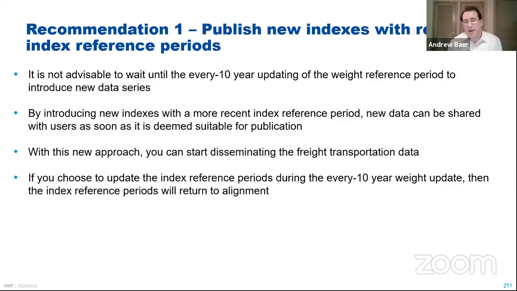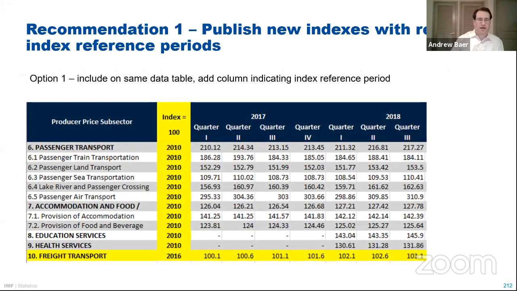Okay, and this issue of having different index reference periods is not a permanent condition, because when we reach the point of the next weight update, if you choose to use the backward linking option, then your index reference periods will return to alignment. So I gave here an example working from the data on your website.